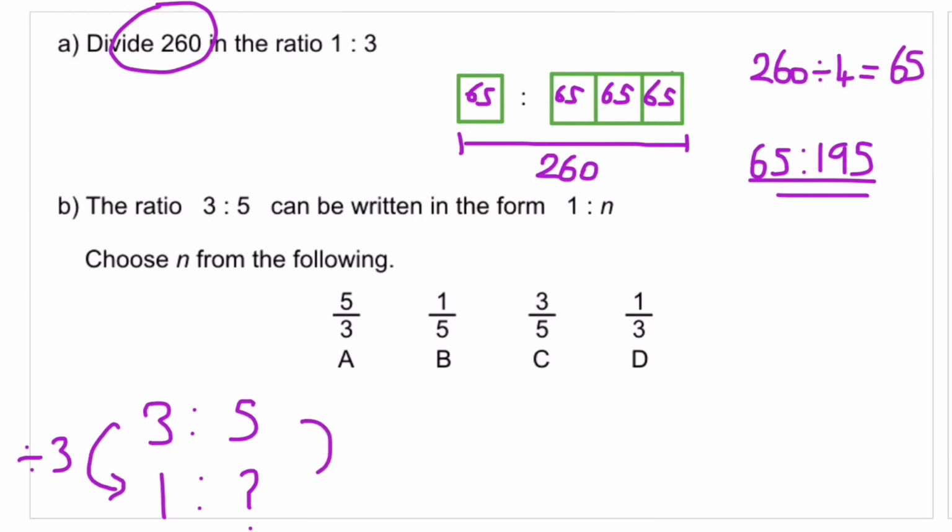Whatever you do to the left-hand side, you do to the right-hand side. So here, to work out what that question mark is, or n in this question, we do 5 divided by 3, which as a fraction is just 5 over 3, which is our answer to part B.